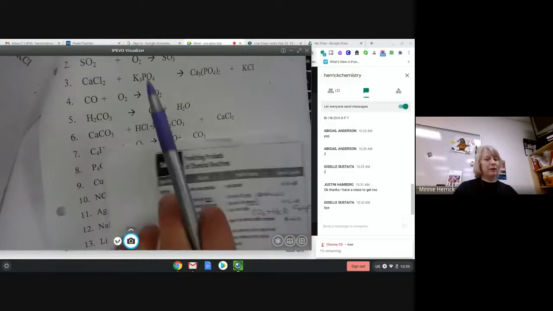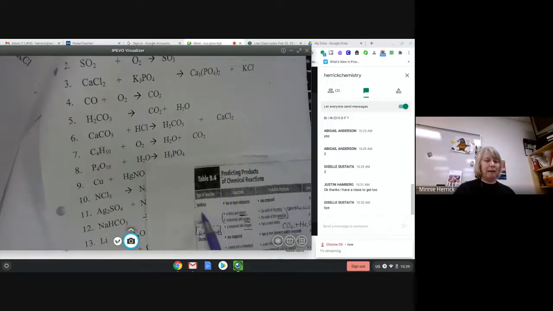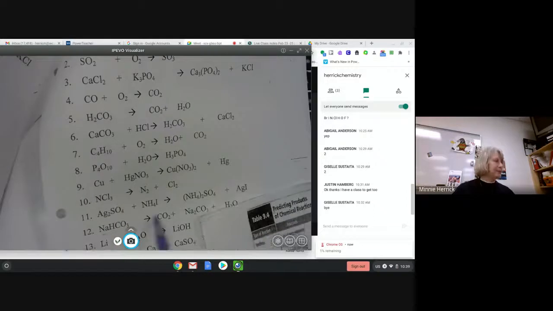And so ultimately you are cutting these up and taping together two or three of each type, and then telling me, hey, this type is synthesis, or this type is double replacement.